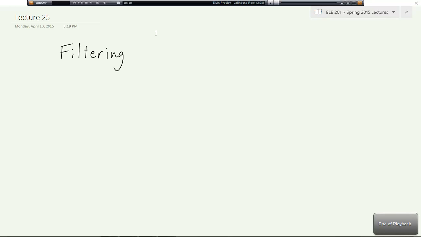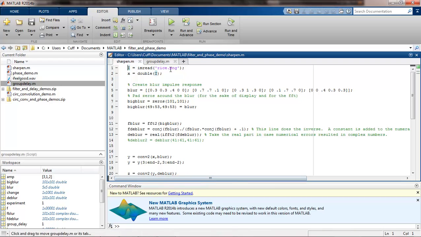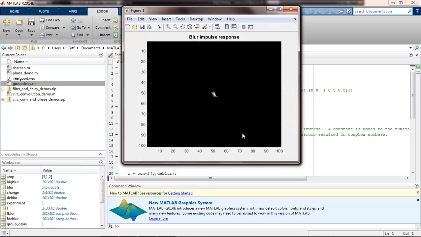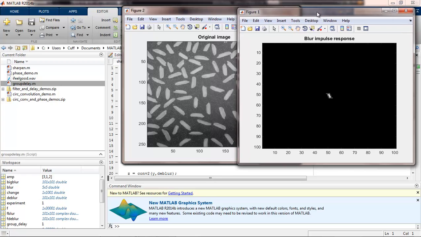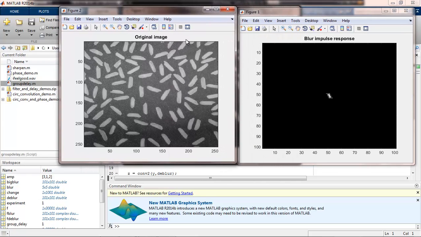All right. Today we're going to talk about filtering. To begin with, I'll just show you a demo of some simple filtering in order to sharpen an image. Here I've written this code in MATLAB. It reads in a demo picture they have. It's this rice picture here. There's a nice simple black and white picture of rice.